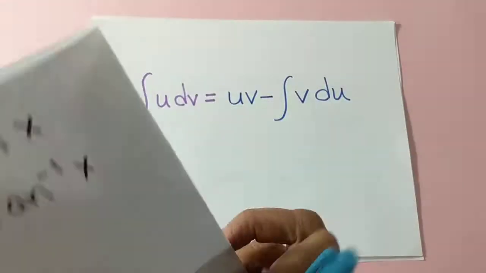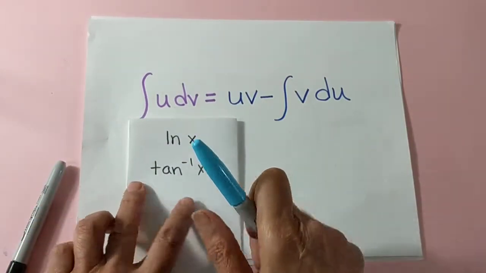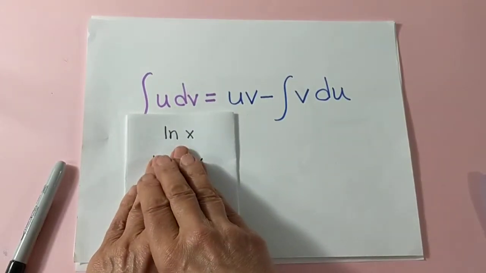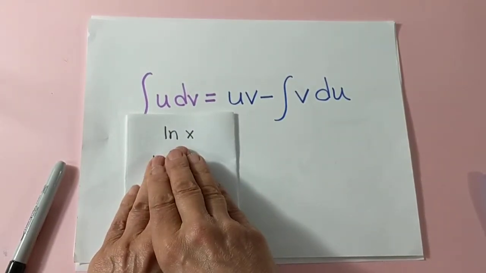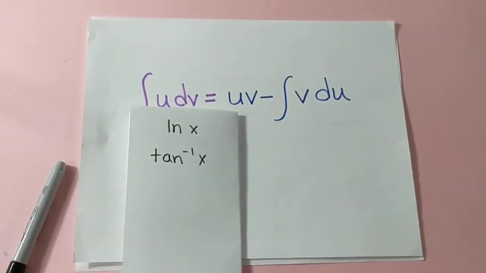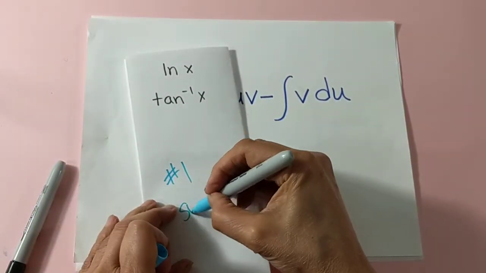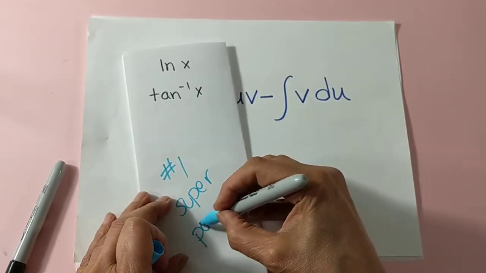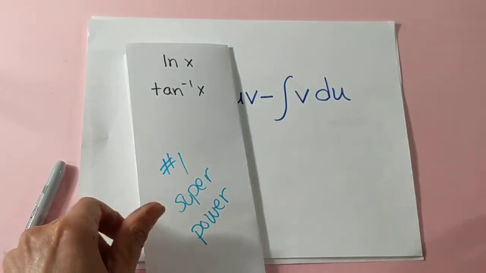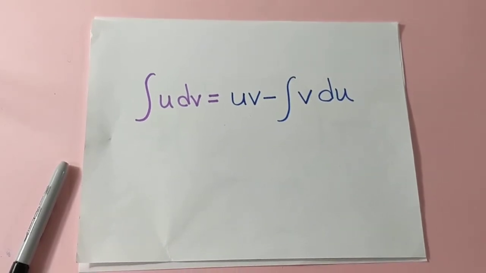Okay, and then there's this other kind. It's really strange, and it's because there's only one function there, and it's not in our integral table. So how do we find the integral of it? Well, I call this the mathematician's number one superpower, and I will be doing an example that shows how to get yourself out of this jam. Okay, so that's it. Consider yourself introduced to the integration by parts formula.